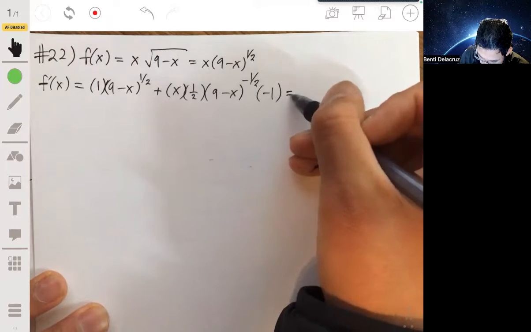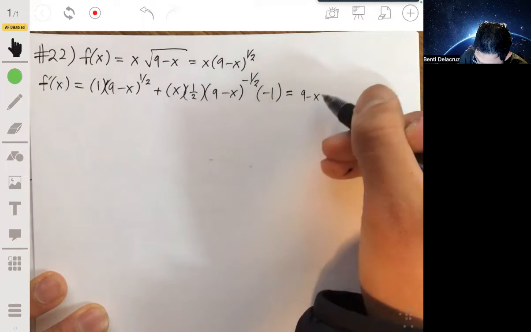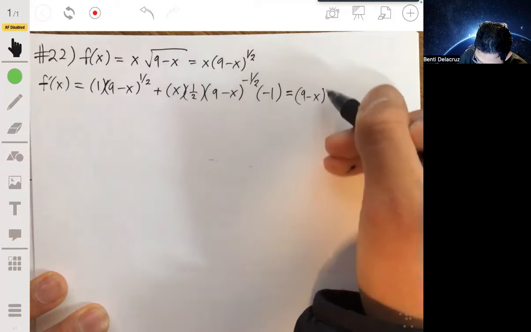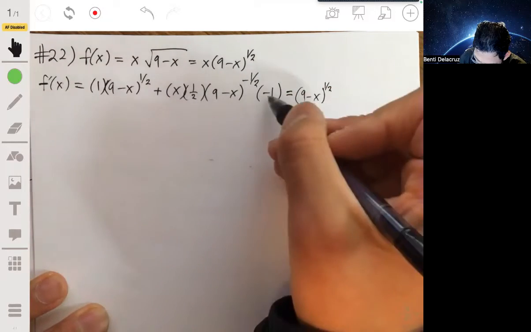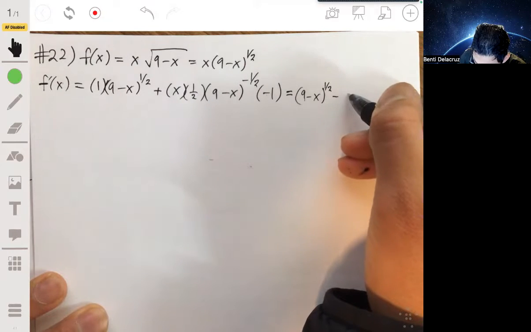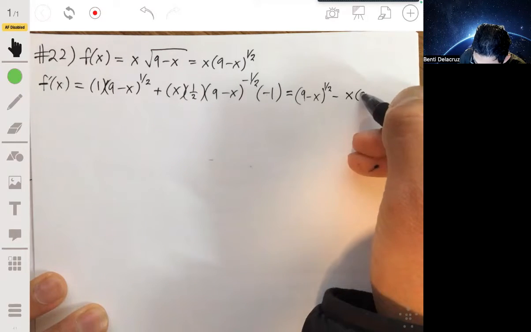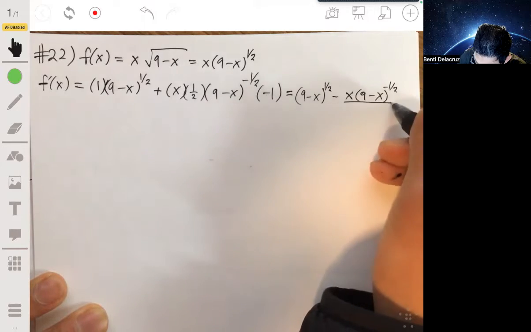Now let's clean this up a little bit. So then this will be (9 minus x) to the 1/2 plus, or plus a minus, so minus x times (9 minus x) to the negative 1/2, all over 2.